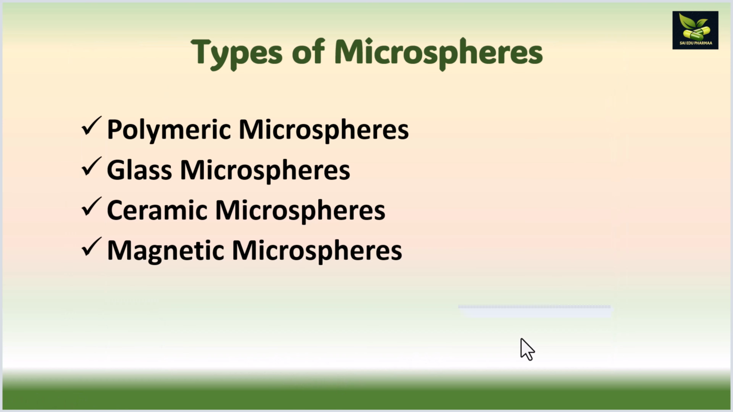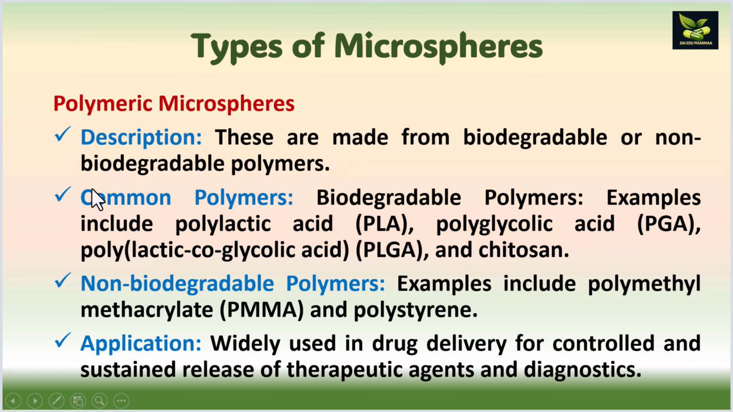Now we will be seeing on the basis of composition the types of microspheres. There are four types: polymeric microspheres, glass microspheres, ceramic microspheres, and magnetic microspheres. So first comes polymeric microspheres. As the name suggests, they are made from biodegradable or non-biodegradable polymers. Examples of biodegradable polymers are polylactic acid, polyglycolic acid, polylactic-co-glycolic acid, and chitosan. And in non-biodegradable polymers, examples include polymethyl methacrylate and polystyrene.